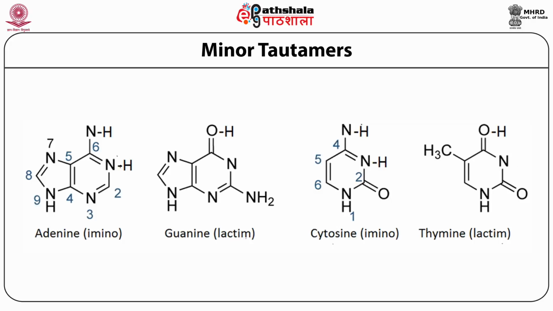In this case, one of the hydrogens at the 6th position shifts to the N1 position in case of adenine. Similarly, in case of cytosine, one of the hydrogens of the 4th position shifts to the 3rd position N3 and it goes to imino form. Guanine is normally present as lactam form, which has carbonyl oxygen.